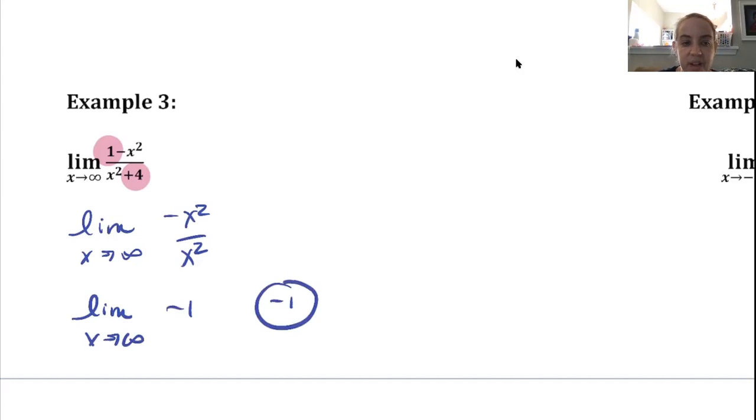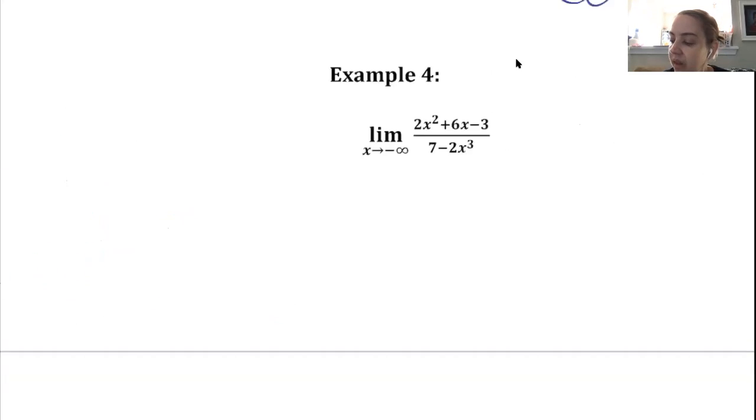Again, the rules from pre-calculus and the rules listed above on your notes say that if the powers are the same, it's the ratio of the coefficients, so negative 1 over 1 is negative 1. It's however you think of it.